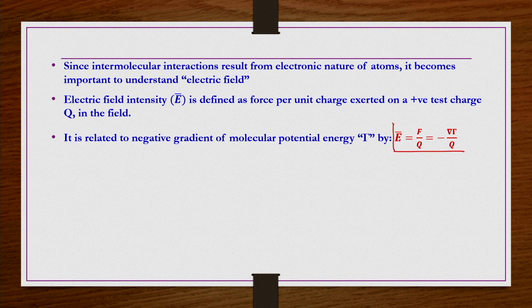Electric field intensity E bar is nothing but the force on a positive test charge Q, and that force is nothing but minus del gamma, that is, the gradient of the intermolecular potential. This del gamma is nothing but the gradient of the molecular potential energy, or intermolecular potential. Okay.